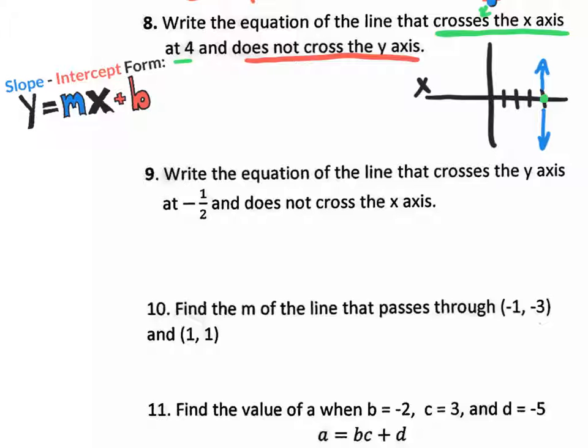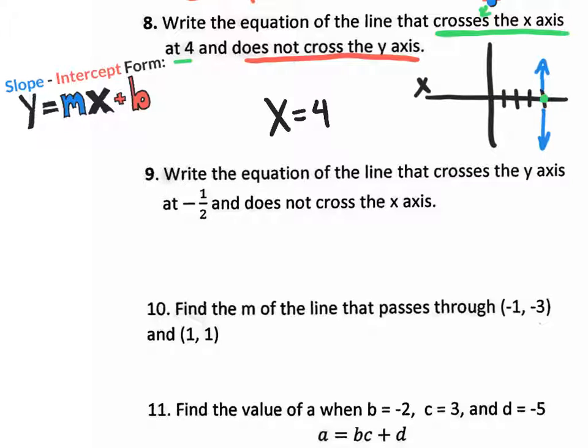Because that blue line right there that's vertical, it'll never cross the y-axis. Okay? Now, whenever we have these special case lines that are either perfectly vertical or perfectly horizontal, we need to remember that it's either x equals a number or y equals a number. So because we know that this line crosses the x-axis at 4, then what's the equation going to be? It's simply going to be x equals 4. Okay? And that's your actual equation.